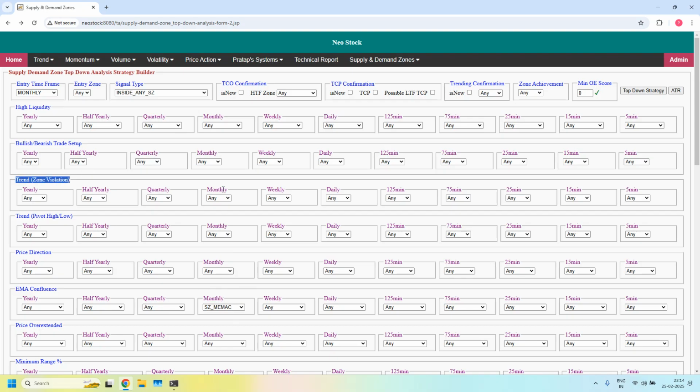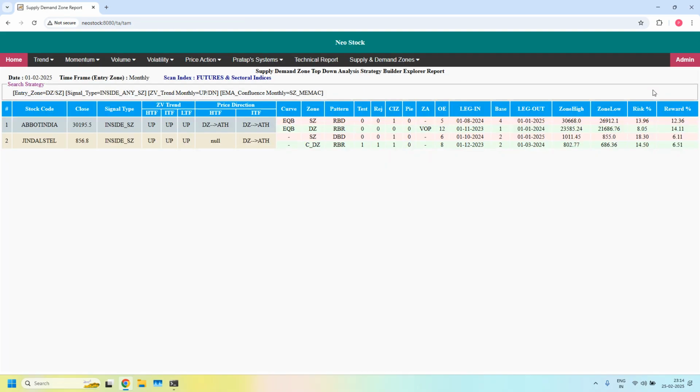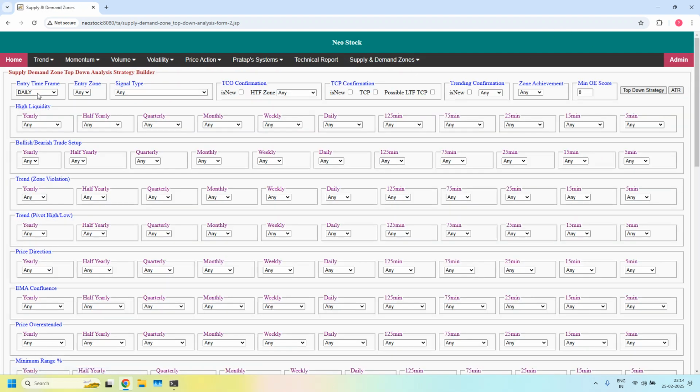And trend on the monthly should not be sideways. It can be up or down. So with these filters, we got 2 stocks. So these 2 monthly supply zones are having monthly EMA confluence. So this is about monthly time frame. So next time frame is weekly.